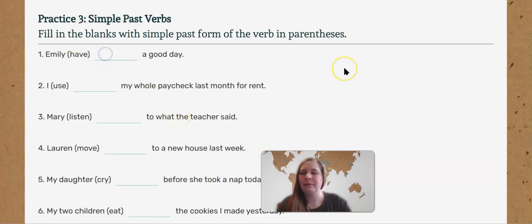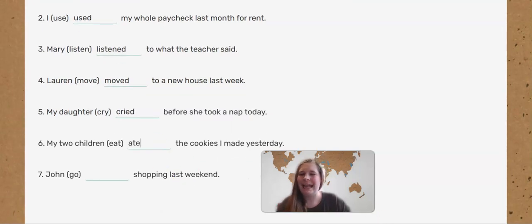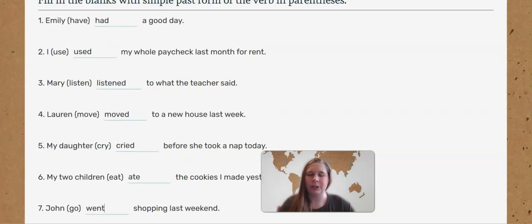Emily, have. Emily past tense, had. I, used. Mary, listened. Lauren, moved. My daughter, cried. Notice the spelling. Change Y to I and add ed. My two children, ate. John, went. John went shopping. There you go. Check your answers.